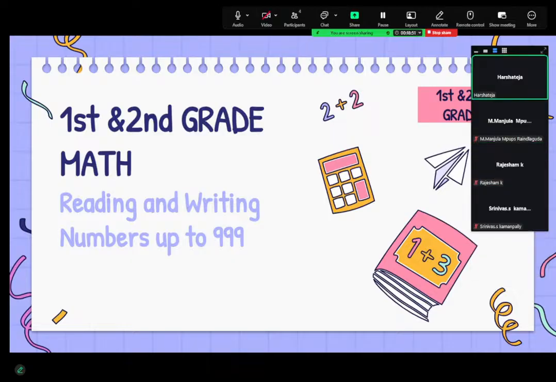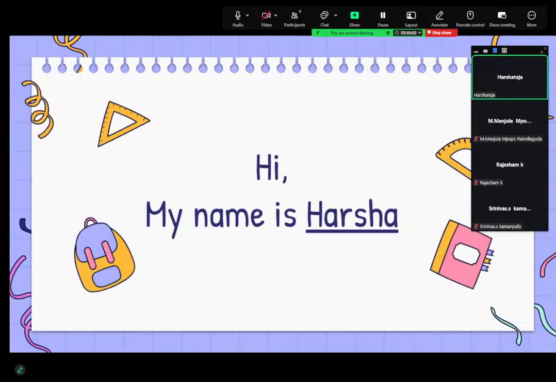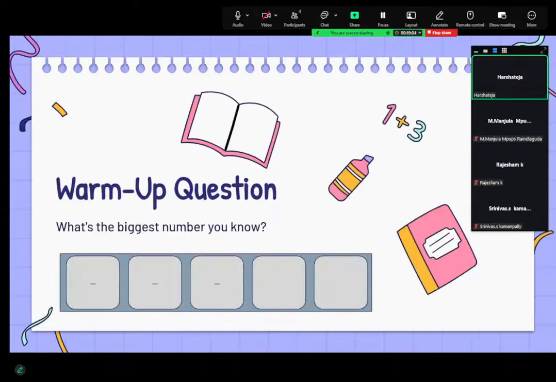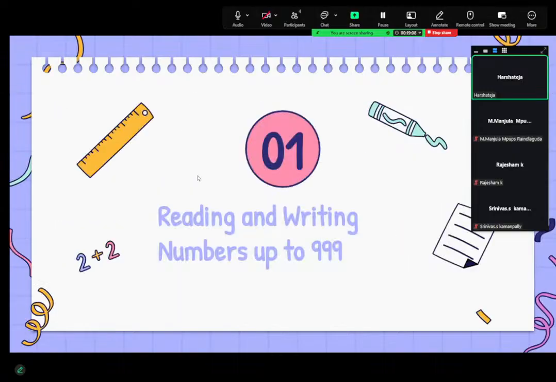So this is first and second grade math. Reading and writing numbers up to 999 is what we're doing today. My name is Harsha. This is a warm-up, we can skip it for now.